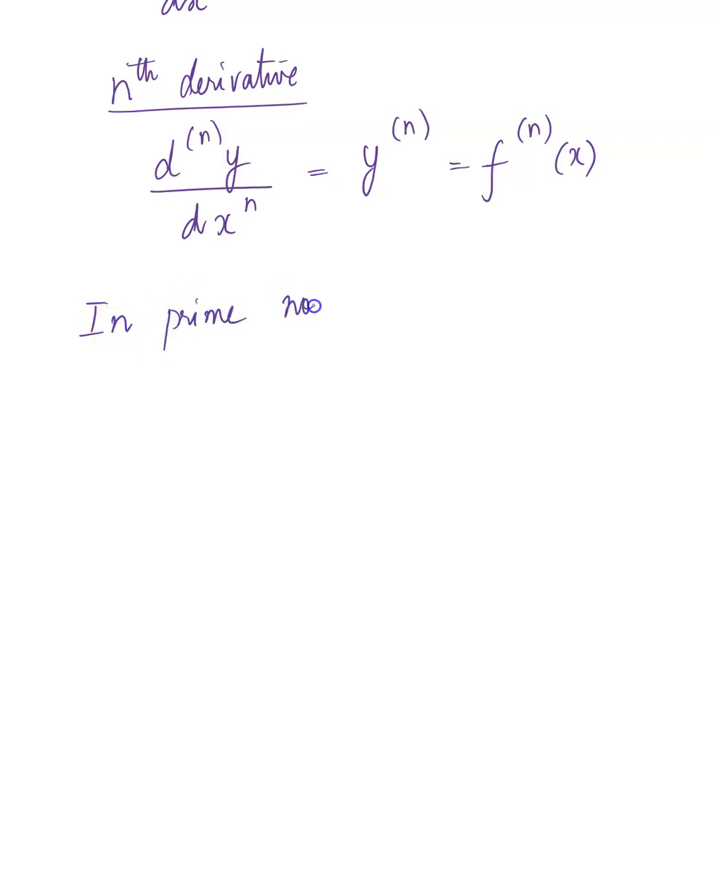So I'll say in prime notation, the stroke, right? Derivative of c, meaning c prime, is 0.